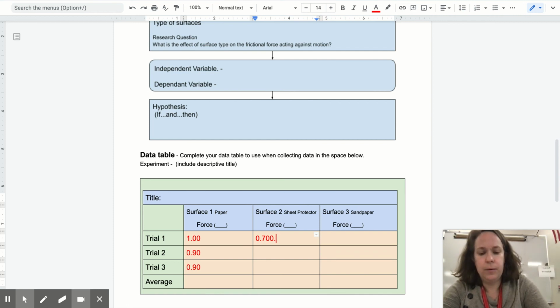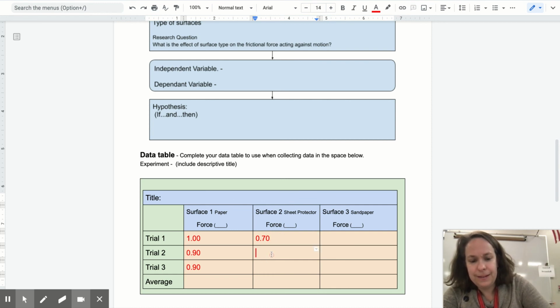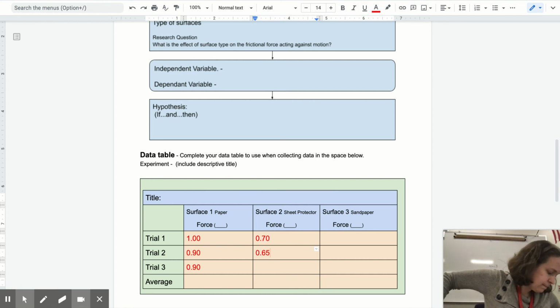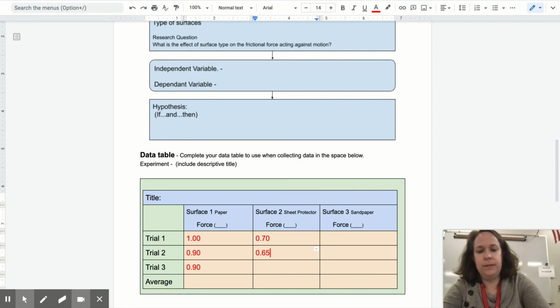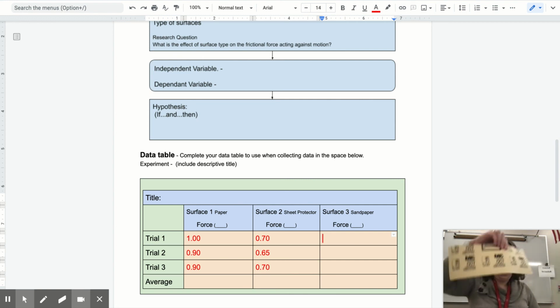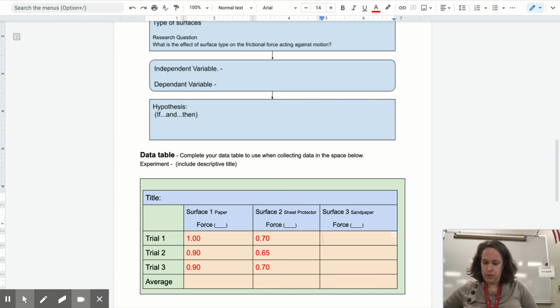That time is 0.65 newtons. And next, 0.7 newtons for the third trial. All right, and now I'm going to switch the surface again to sandpaper. This is 100 grit sandpaper.